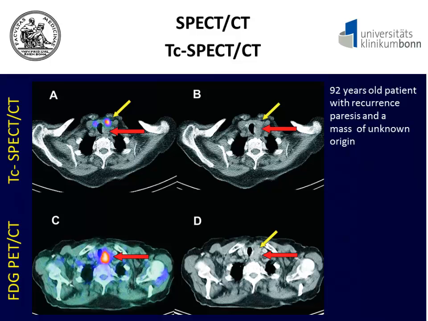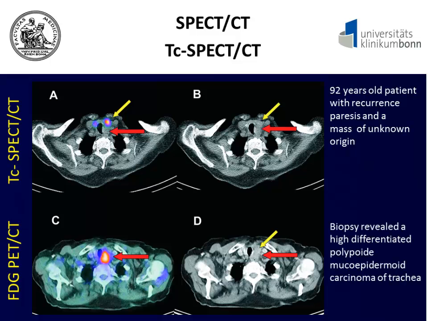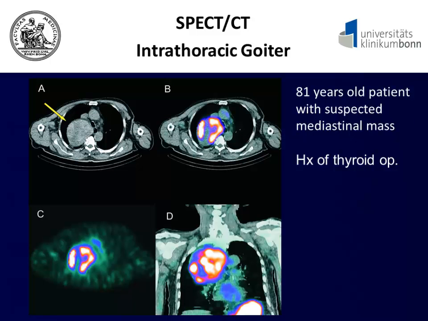One example, a 92-year-old patient with recurrent paresis and a mass of unknown origin in the dorsal region of the thyroid. We performed first technetium SPECT CT. We found no accumulation in this region. Therefore, we could rule out thyroid tissue in this region. After that, we performed a PET CT. You see here, PET CT was positive. The patient received a biopsy. Biopsy revealed a highly differentiated polypoid mucoepidermoid carcinoma of the trachea.